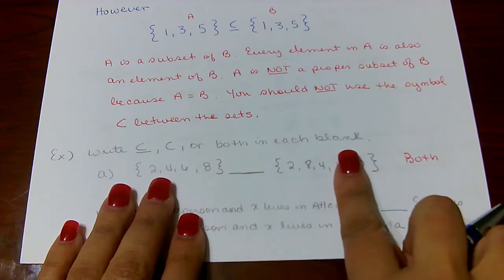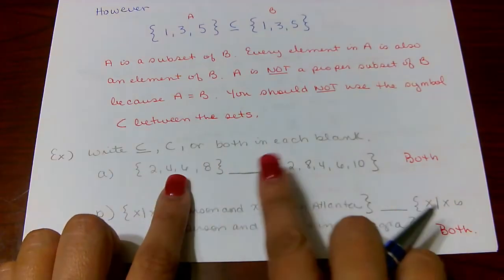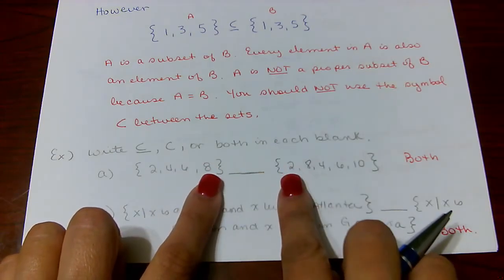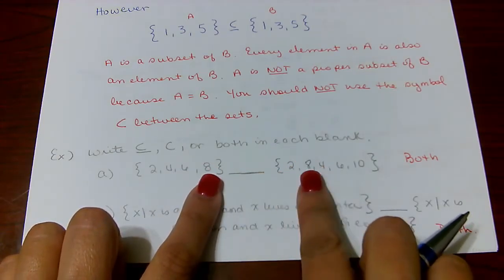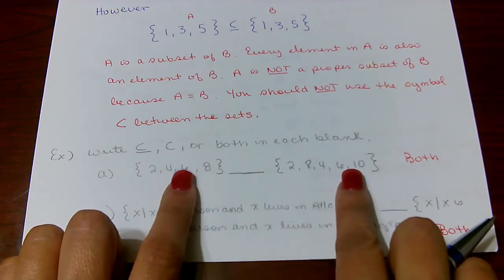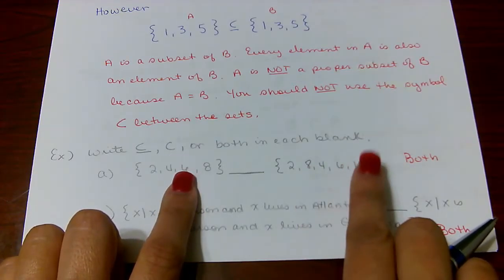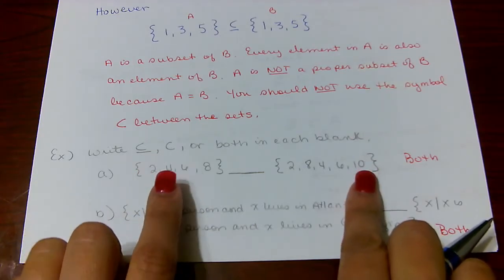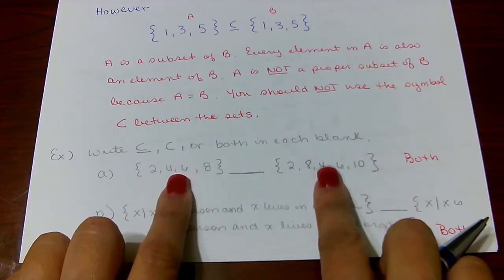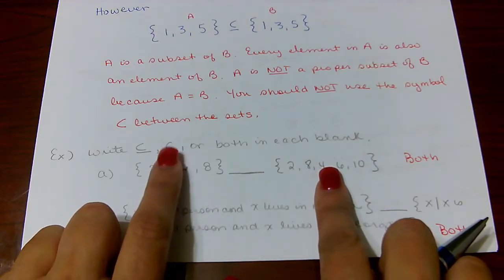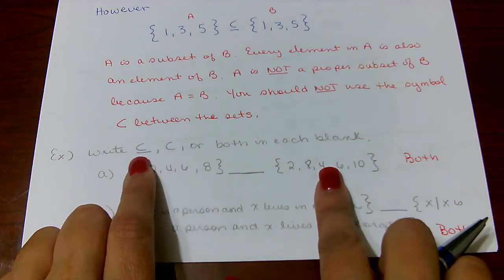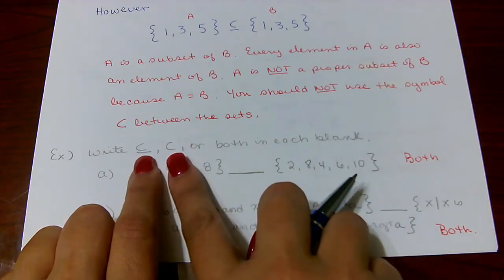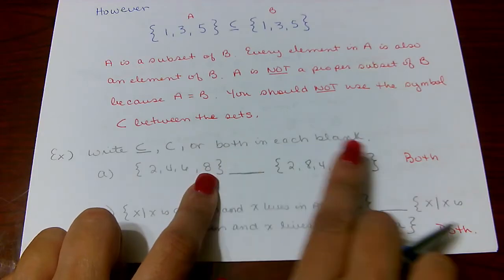Let's look at some examples. Here we have two sets. We have a 2, 4, 6, and 8. Here we have a 2, 4, 6, and 8. This one does not contain a 10. This one does contain a 10. Because this is a proper subset, I can use this symbol. I can also use this symbol here. That means if I can use both, I'm going to write both.